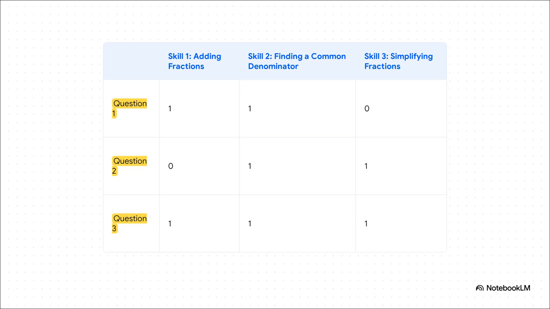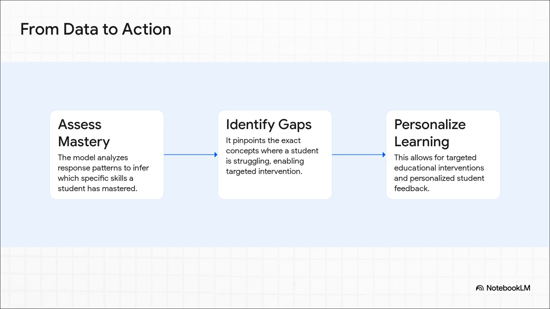The model then uses this map to make sense of a student's answers. And this is where it gets really powerful. By checking a student's right and wrong answers against that Q matrix, the model can infer their unique skill profile. It doesn't just tell a teacher the student is bad at math. It might say, hey, this student has mastered adding in common denominators, but they're really struggling with simplifying fractions. That allows for incredibly targeted, personalized help. It's a real game changer for education.